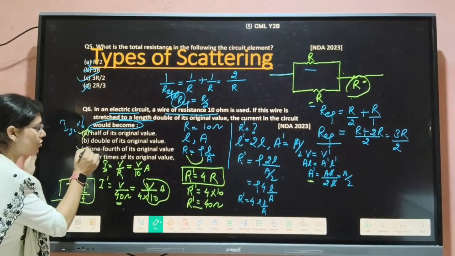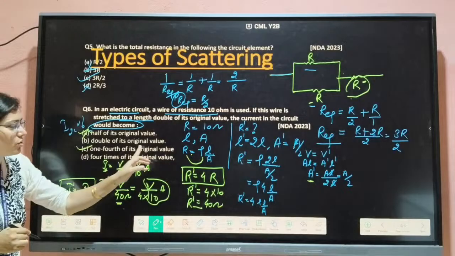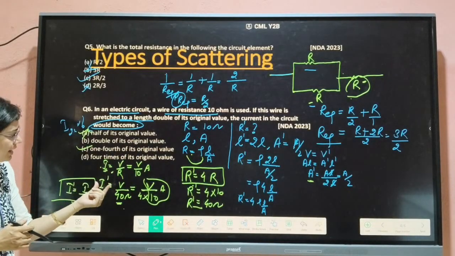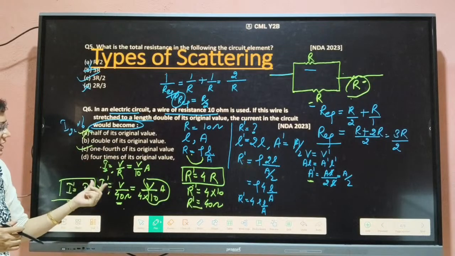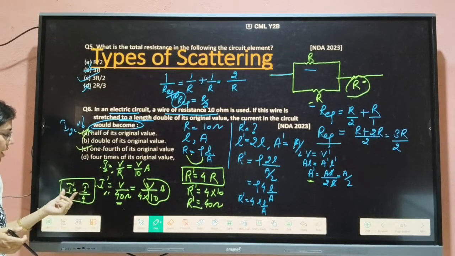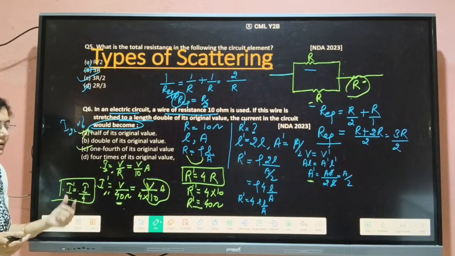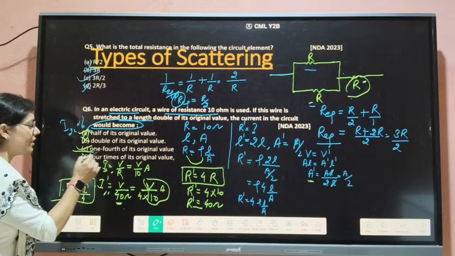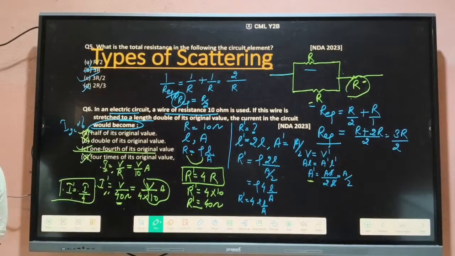So next C option will be right, beta. That is 1/4 of the original value. Original value of the current is I, and new one current after changing length, that is I dash. So we came I dash equal to I by 4. So which one will be right option? C will be right option, 1/4 of its original value. I hope you understood beta.